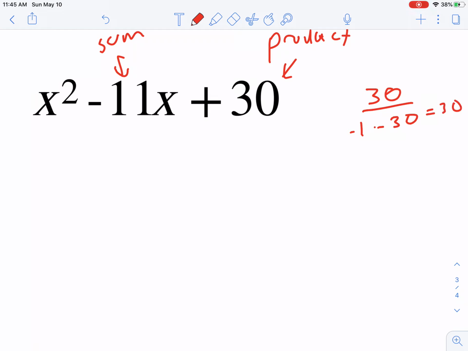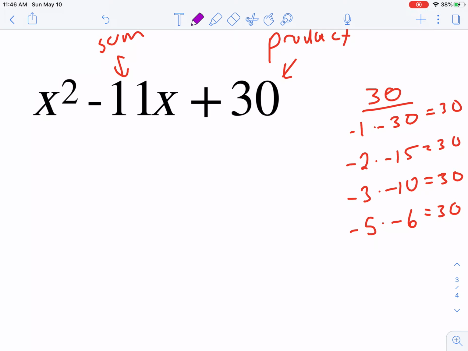That equals 30. I can take negative 2 times negative 15, that equals 30. I can take negative 3 times negative 10, that equals 30. I can take negative 5 times negative 6, that equals 30. Okay? All those are my factors of 30 that have negatives in them, where they'll equal a negative number when I add them together. And so now I look at the sum of those terms.